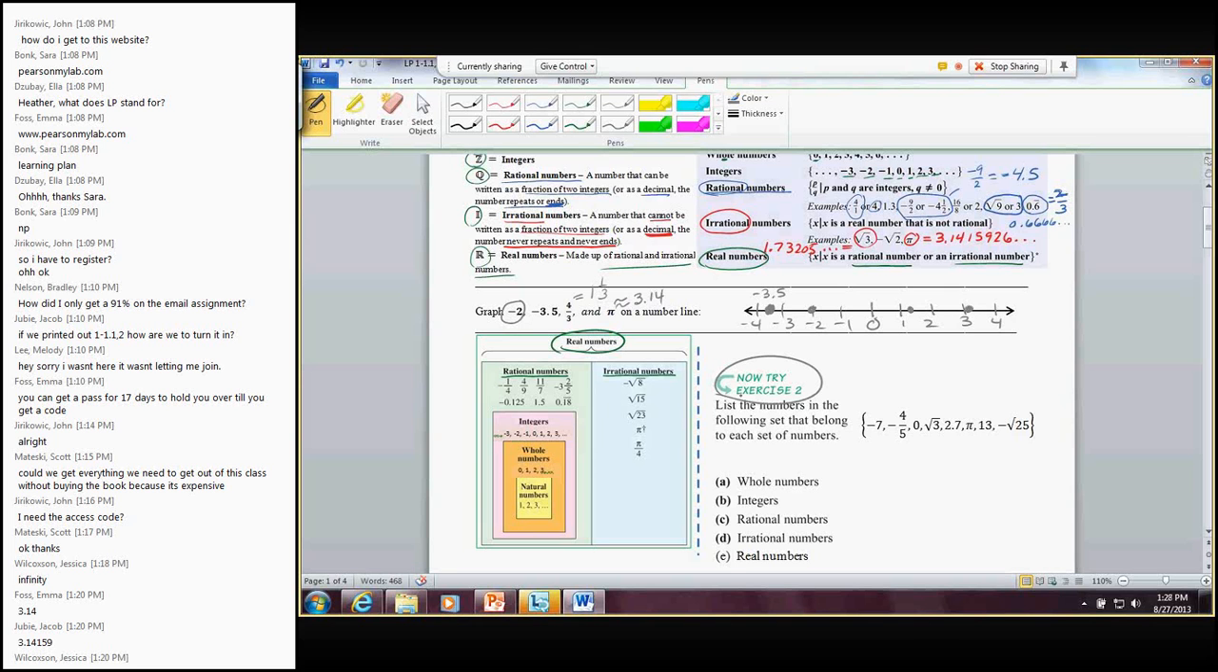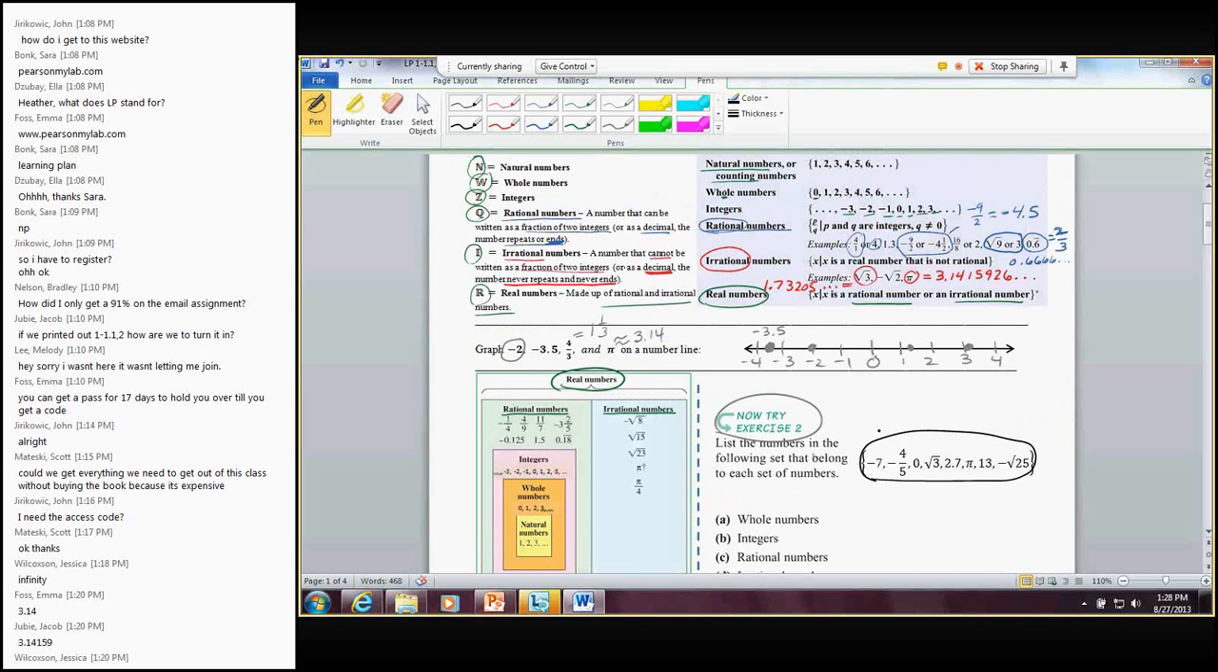These are your numbers, and in your homework, they're going to give you a set of numbers that you have to choose from. And looking above, you have all of your definitions of what is a whole number, what's an integer, and so forth. They're going to want you in your homework to fill in the blanks. So whole numbers, and they give you an example up here of what a whole number is.